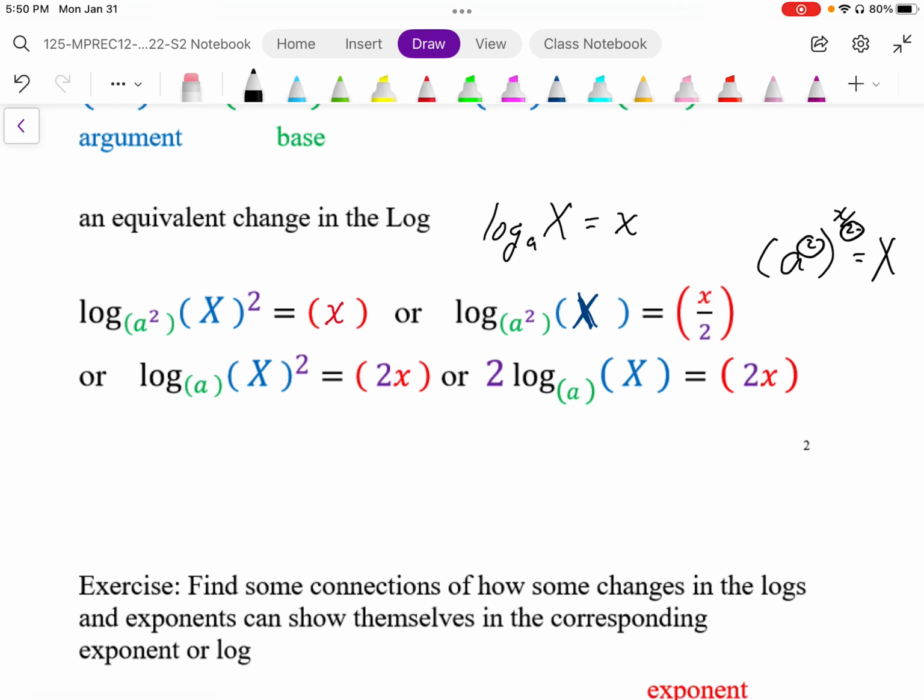If I have this change of squared on the outside, on the argument here, that's on the argument side, then I need to have a change on the exponent side. So up here I had the change on the exponent side of this exponential expression. So this was a to the x equals big X. I've made a change here, I need to make a change on this side. Well, that change can also show up over here as this extra 2 on that side when I put that 2 on the argument here. And so these are equivalent expressions.